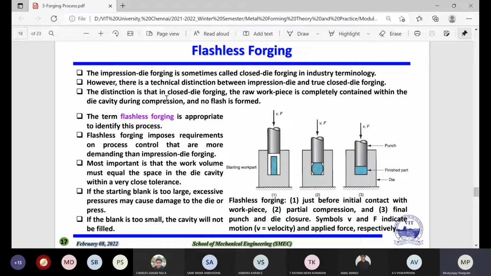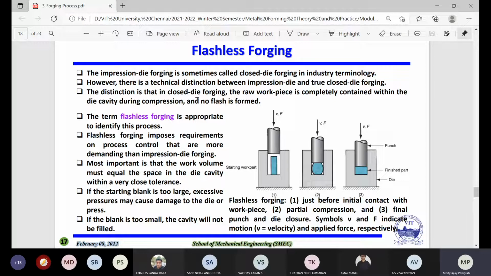Okay. However, there is a technical distinction between the impression die and true closed die forging. You have to think about the basic mechanical or metallurgical aspect. We have to find out the technical difference between these two: flash forging and flashless forging.